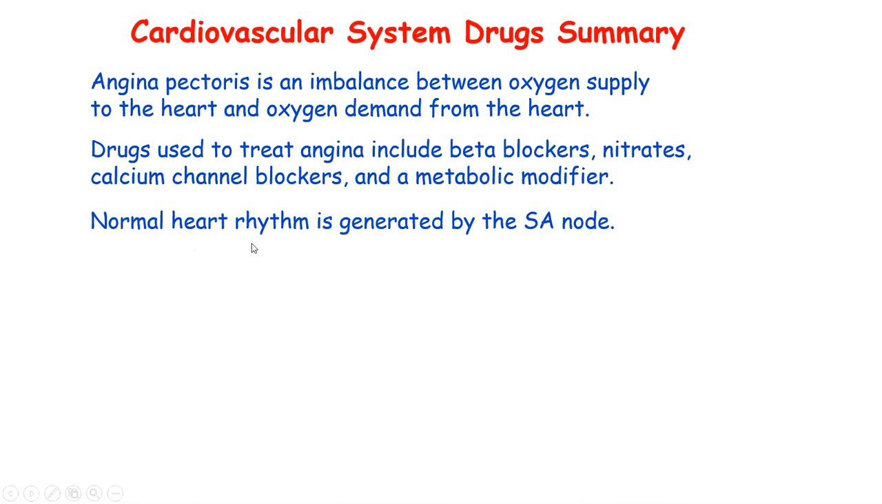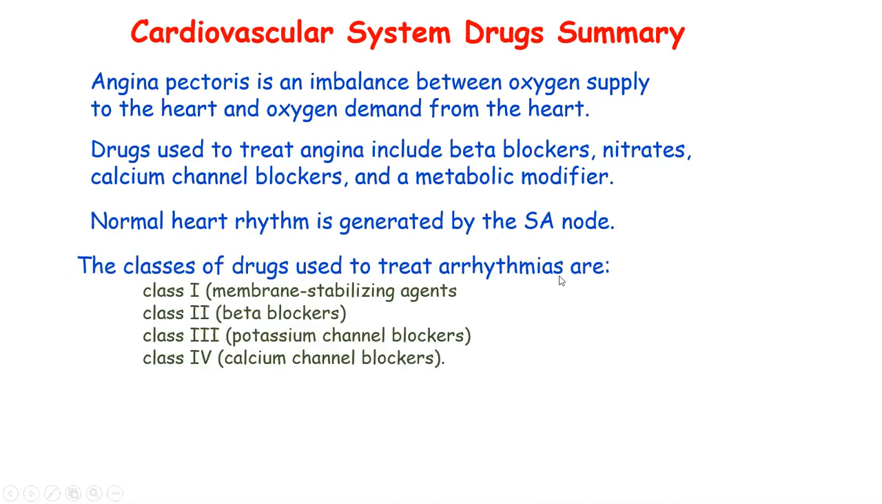The normal heart rhythm is generated by the sinoatrial node. Remember, that's going to be in your file. And the normal heart rate's 80 beats per minute. The classes of drugs used to treat arrhythmias. So they've defined the type of arrhythmia. And if you ever look at an EKG and it looks like little mountain peaks and it's hard to understand what it means, but that's where they determine the different classes and which agents are used where to treat the arrhythmia.